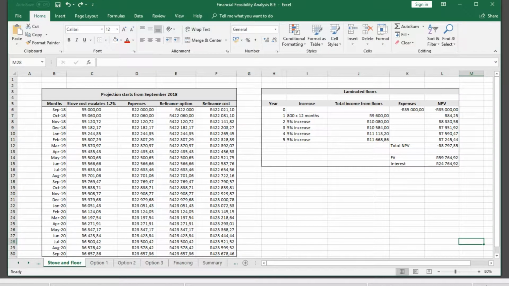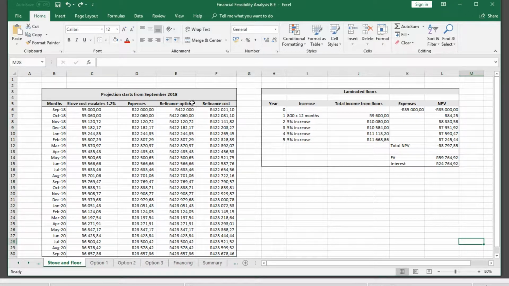There are a few things we need to clarify before we consider the options, the stove being one of them. The stove could be fixed today or could be fixed sometime in the next 2 years. However, there is a cost escalation of 1.2% every month. As seen from the table here, the cost will have to be taken out as an expense.